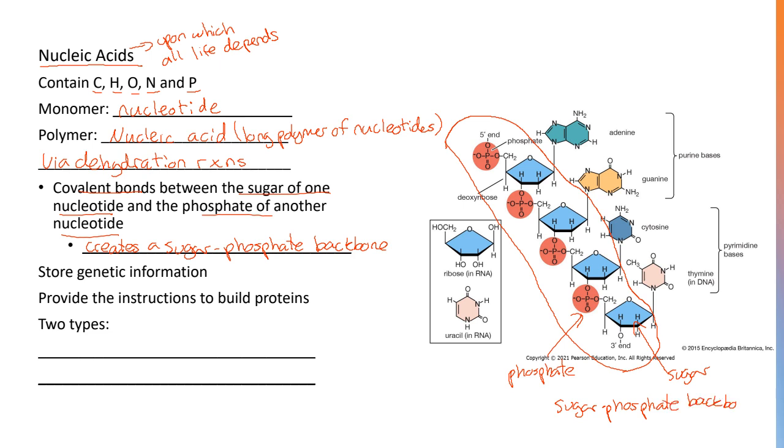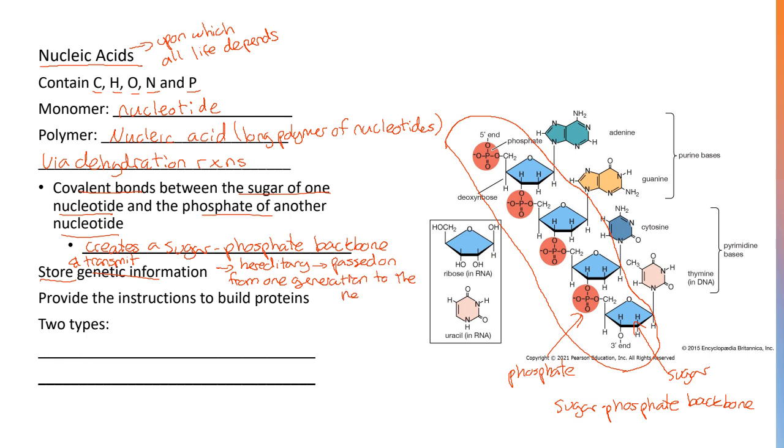So nucleic acids, what do they do? What's their main function? They're going to store, well, let's say store and transmit genetic information, right? It's said to be hereditary, meaning that it is passed on from one generation to the next. Okay, so that's what nucleic acid is.